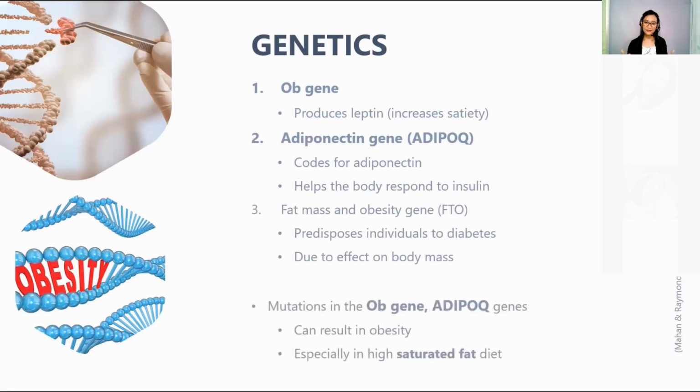So they have found out that mutation in the OB gene and ADIPOQ genes can result in obesity, especially in a high saturated fat diet. So kapag palagi pala matataas ang diet natin sa saturated fat, ito yung mga kinakain natin sa fast food, nagkakaroon ng mutation sa OB gene natin. So anong OB gene? Nagpo-produce siya ng leptin. Nagkakaroon ng abnormal process sa mga genes na to.